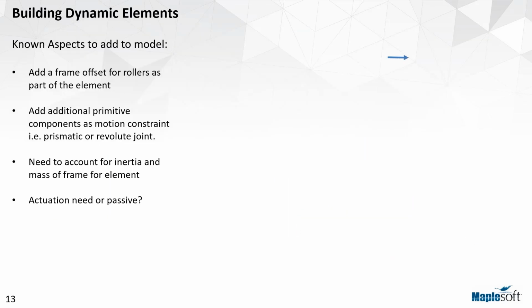So if we want to build dynamic elements into our models, such as a dancer or accumulator, the dancer as an example, what we just saw in the previous slide, there are a few things that we can do to build them. First, we start with a roller, and then we need to add a frame offset for the roller. And this is found within the parameters for just a normal roller component.